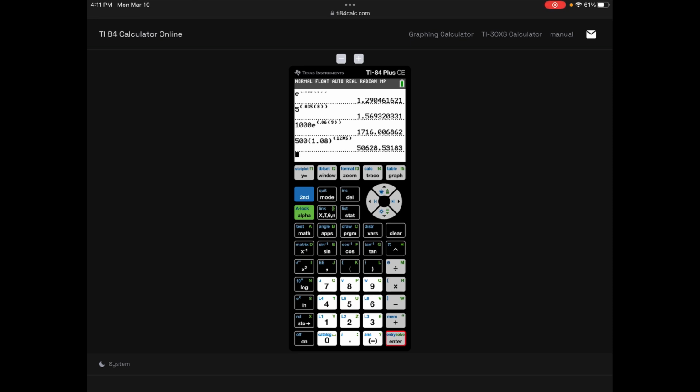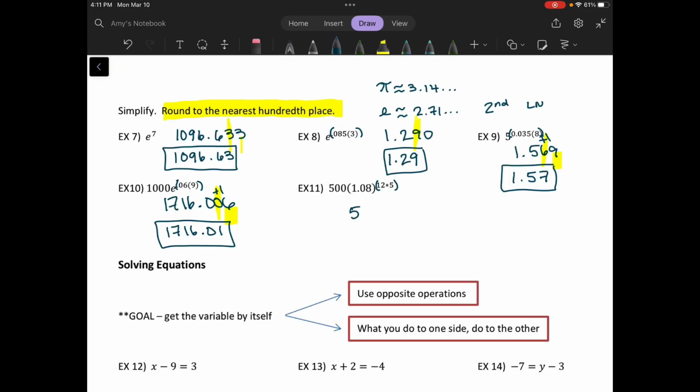Big number, 50,628 and 53 hundredths. Our hundredth spot is the 3. The 1 is less than 4, so we are going to let it be 50,628 and 53 hundredths. And that is the last of this little exponent section. Good luck on that part of the homework.